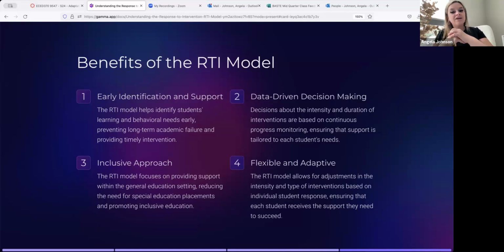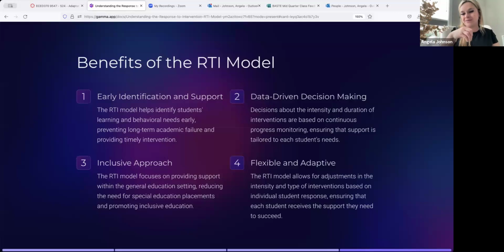Number three, it's an inclusive approach. The RTI model focuses on providing support within the general education classroom, reducing the need for special education services or placements, right? Promoting inclusive education. That's very important. Every time that there's a pullout, the pullout model is the least effective model there is. Collier and Thomas research shows that the least effective for somebody learning a language, for example, is the pull-out model. When you pull them out and you teach them a language separately, it would be the same as pulling somebody out to teach them a separate concept, no matter what subject it is.